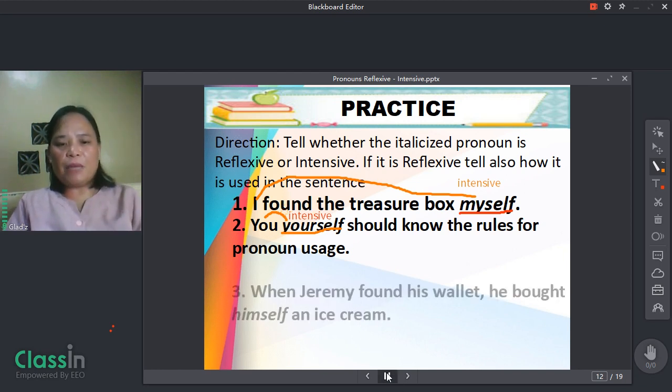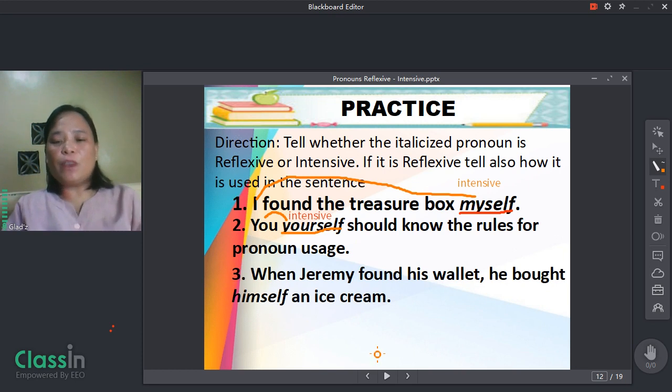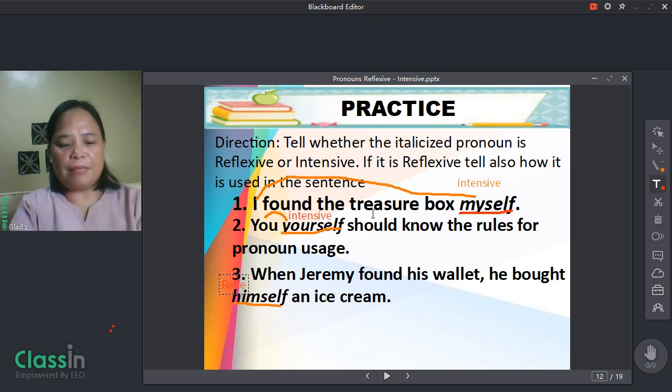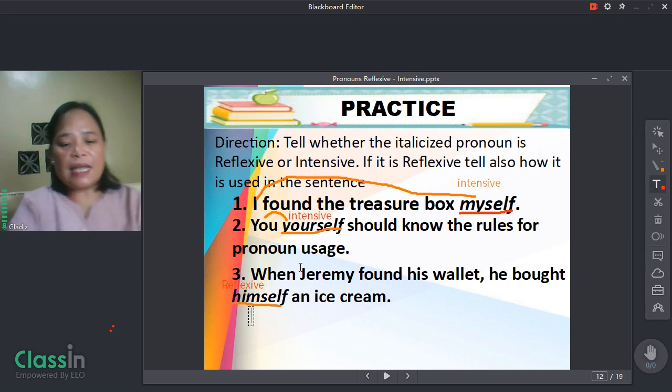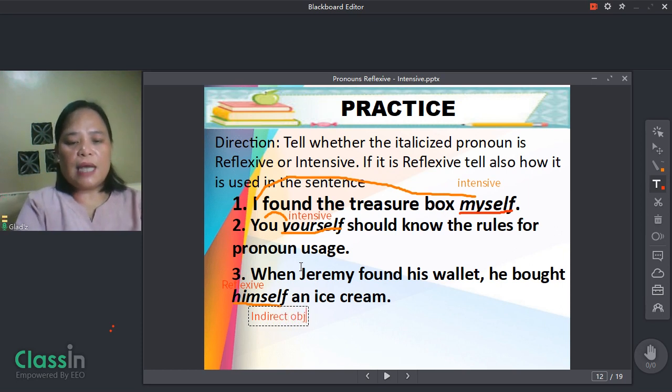How about number three? When Jeremy found his wallet, he bought himself an ice cream. The compound pronoun there is himself. How is it used in the sentence? What compound pronoun is this? It is a reflexive pronoun. Why is it a reflexive pronoun? Because it is used as the indirect object in the sentence.